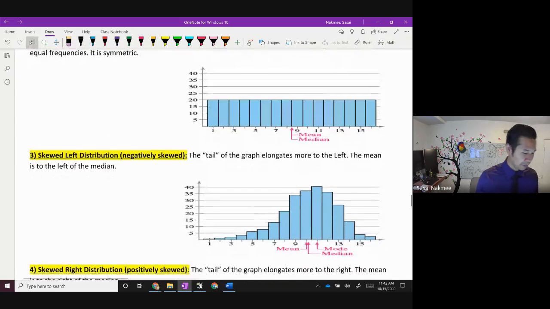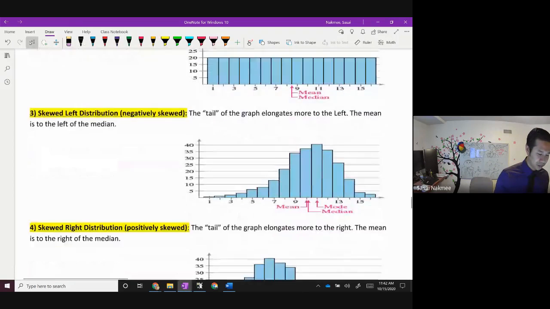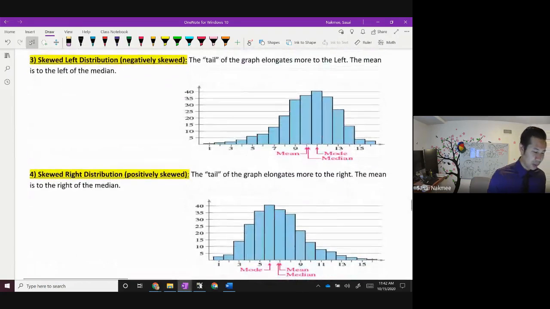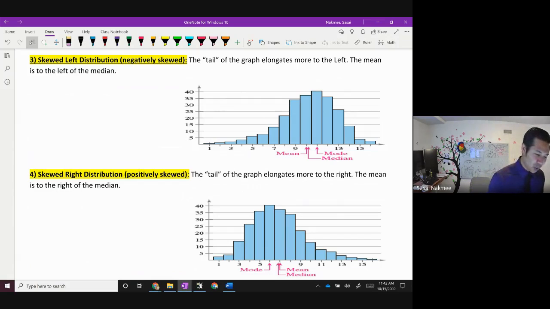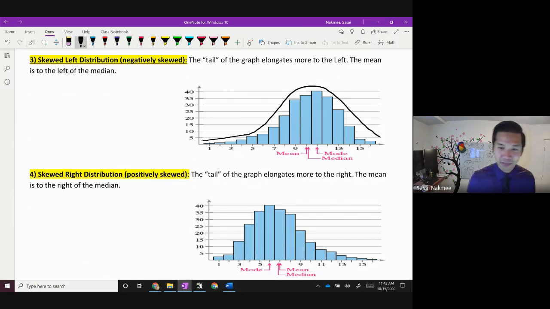Okay? All right. Now here's where things start to get confusing. There's a skewed left and a skewed right distribution. And this is the part that's always weird to me, right? When you think of something skewed left, you kind of expect the hump to be on the left side, but it's not. You see this one right here? This one is skewed left, but you see the hump is actually pushed towards the right.